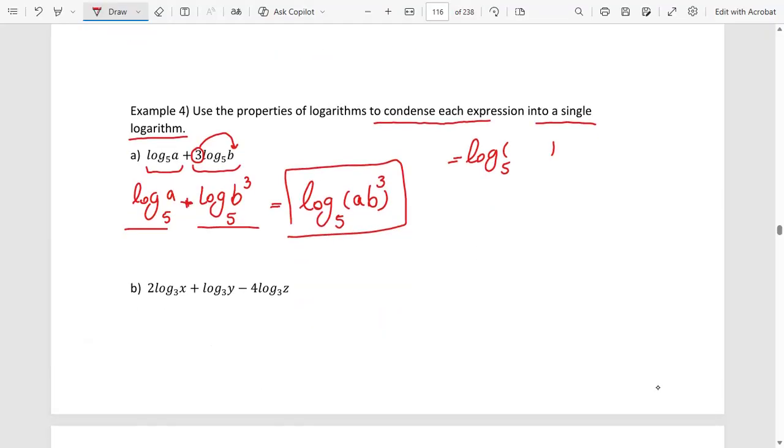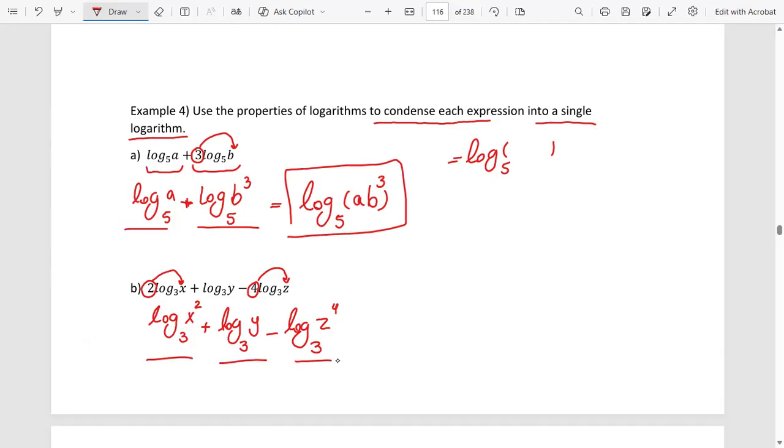Part B. Again, we want to write it as one single log. But as I said, you can only use the product rule or quotient rule if there is no number in front of the log. If you see a number, you have to move it and put it as a power. So you will have a log of x squared base 3. Bring down this log of y. We're not touching that right now. And then a log of z to the fourth power base 3.